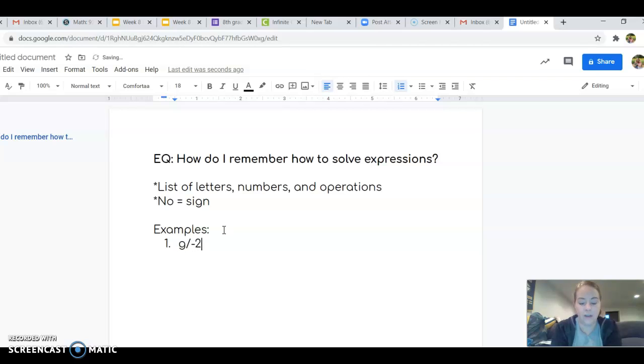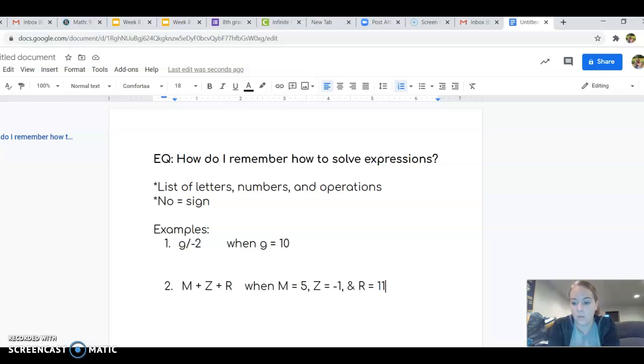Okay, example number 1. We're going to do g divided by -2. That slash is a fraction, it means divide. When g equals 10. Example 2, we're going to do m plus z plus r when m equals 5, z equals -1, and r equals 11. Okay, pause it here. I want to see if you can solve 1 and 2 on your own without me going through them. And then push play once you have them done, because I'm going to go over the answers to 1 and 2.